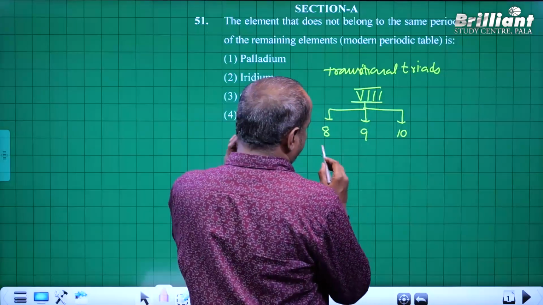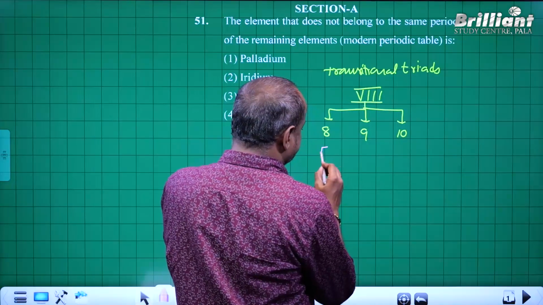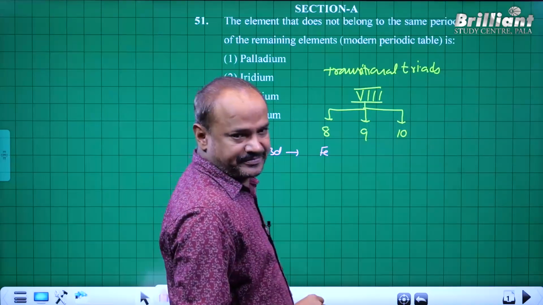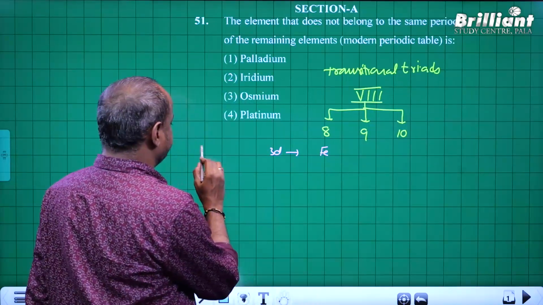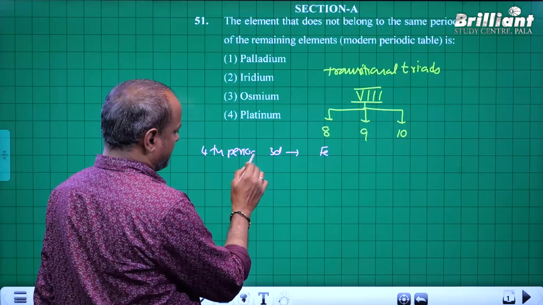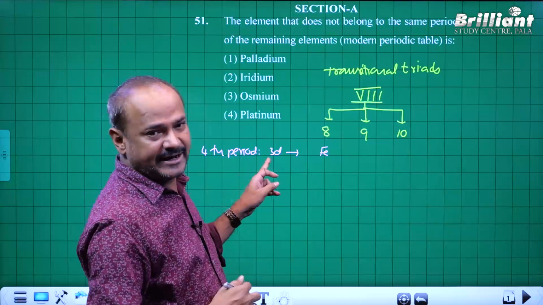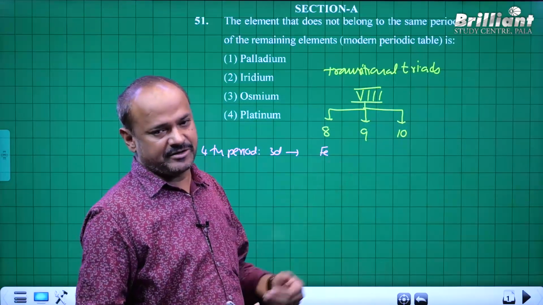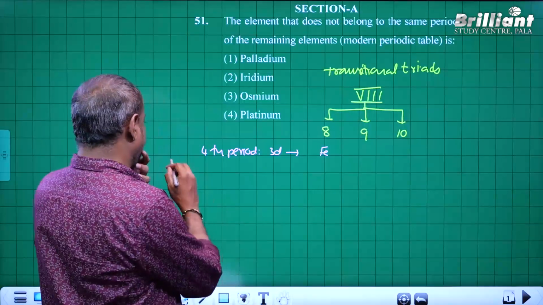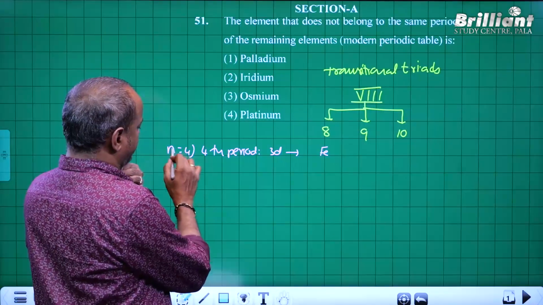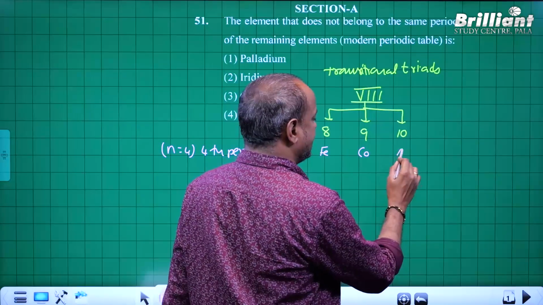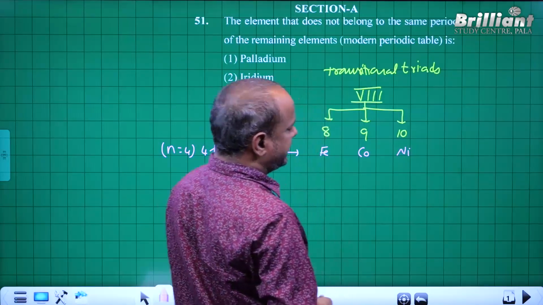Okay. Starting is the 3d series, 3d series, but 4th period, because this is (n-1)d. ns, n is the period number, n value 4. Iron, cobalt, nickel is called the first set of transitional triads.